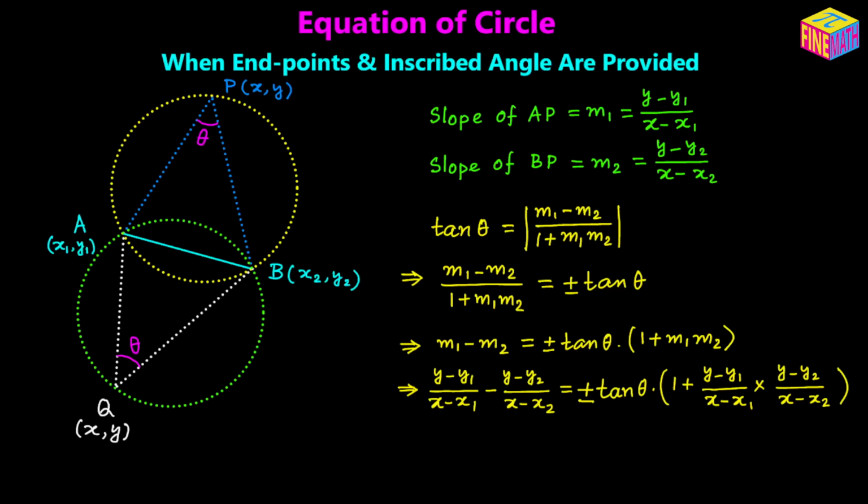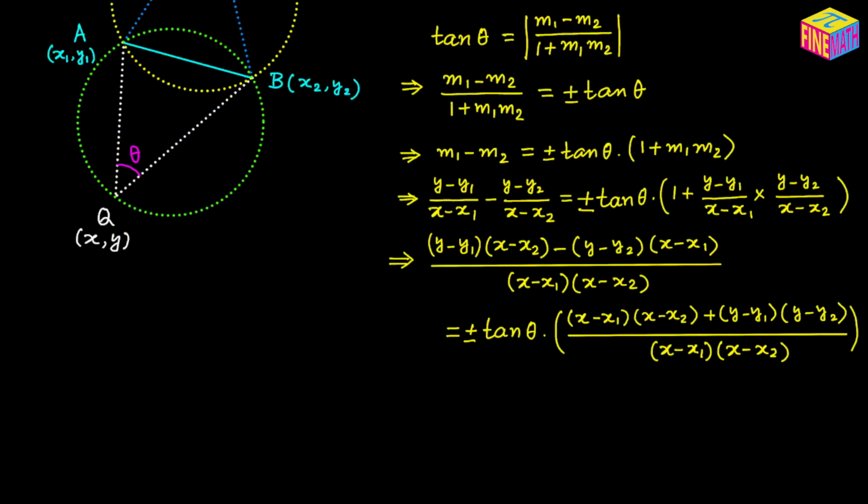I have plugged in the values of m sub 1 and m sub 2 as derived above. Then the equation is going to look like this. Next, let's simplify the equation a little bit. On the left hand side, the LCM would be x minus x sub 1 times x minus x sub 2, and then in the numerator we are going to get y minus y sub 1 times x minus x sub 2 minus y minus y sub 2 times x minus x sub 1. And on the right hand side, we are going to have plus or minus tangent of theta times, here again the LCM will be the same, x minus x sub 1 times x minus x sub 2, and in the numerator we are going to get x minus x sub 1 times x minus x sub 2 plus y minus y sub 1 times y minus y sub 2.